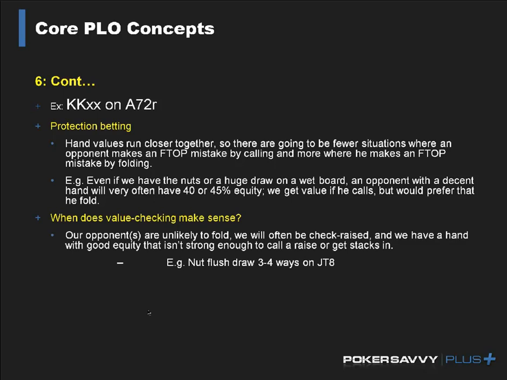So value checking makes sense, number one, if our opponents are unlikely to fold, we'll often be check raised, and we have a hand with good equity that isn't strong enough to call a raise or get stacks in. Perfect example here. You have the nut flush draw 3 ways on a Jack 10-8 board with the flush draw possible, obviously. If you raise the button, you have bare nut flush draw on this board, or even like aces with the nut flush draw, where your aces don't have much value. But anyway, basically the bare nut flush draw.